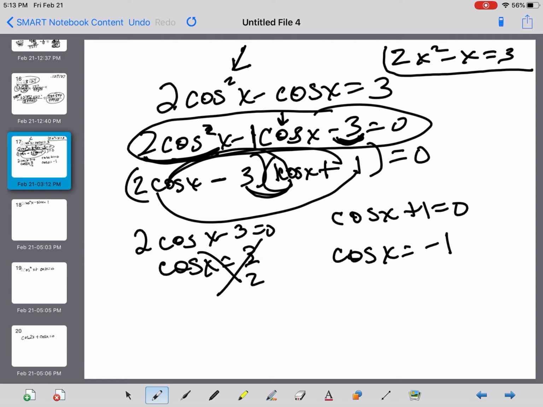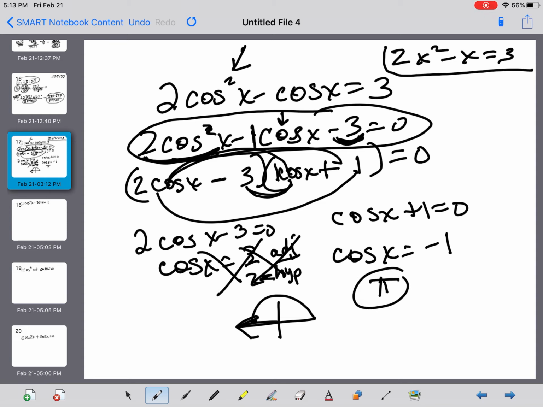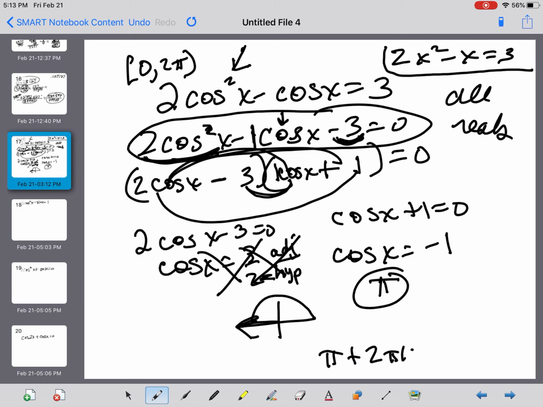This one can't even work. That one can't be true. This could not be an adjacent over hypotenuse. Hypotenuse would have to be the biggest side. So this one will give you no solution. This one, cosine, you're looking for where cosine's negative 1, which is over here at pi. And I'm giving the answers from 0 to 2 pi. If it said find all real solutions, I would say pi plus 2 pi k, where k is any integer.